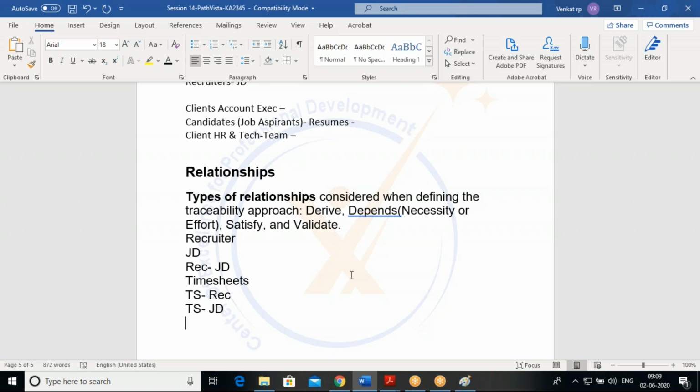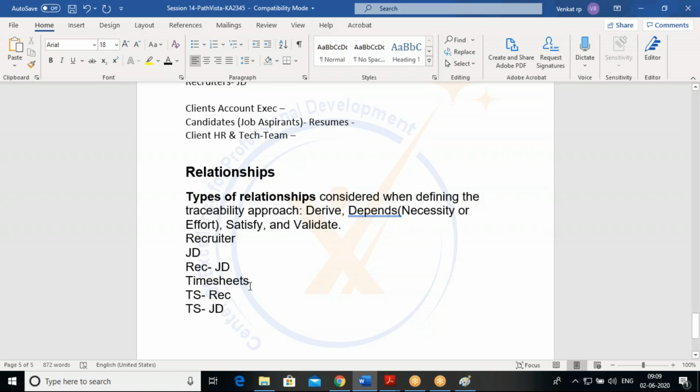Right? Right. So it is like a unary association. Now these relationships, when we try to probe into it, it happens in that way. A recruiter can fill in a timesheet, but a timesheet cannot fill in a recruiter. That is unary association, right? You got me? He fills in that.